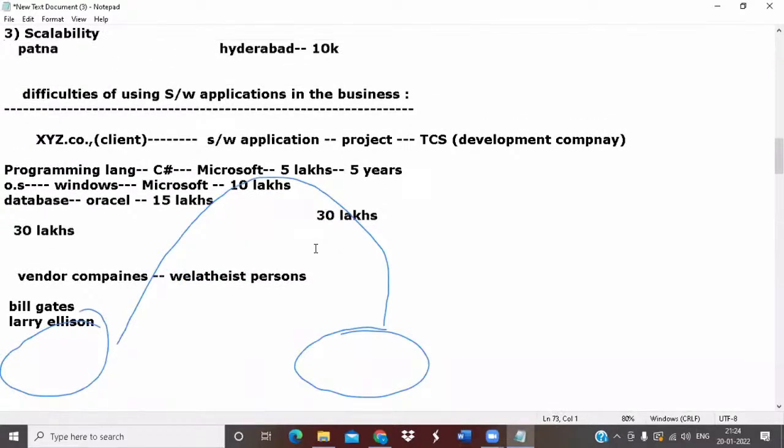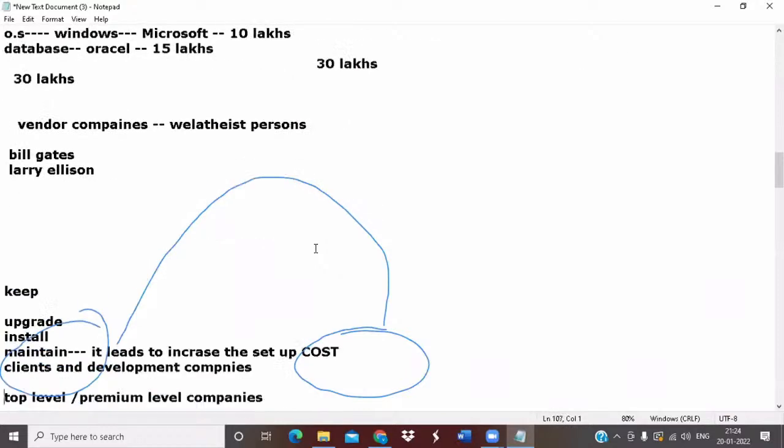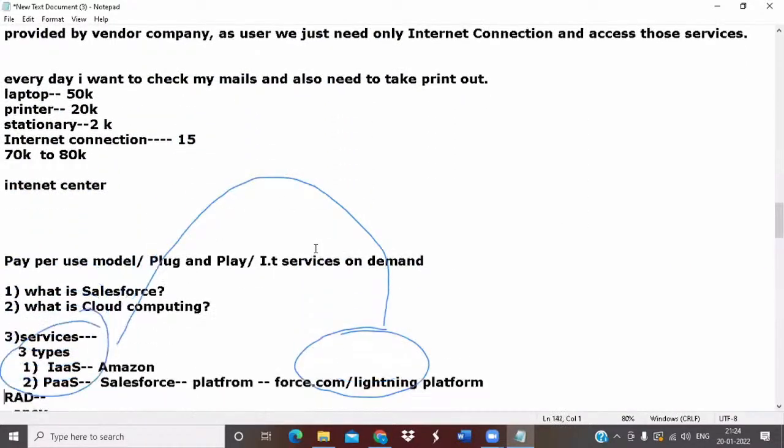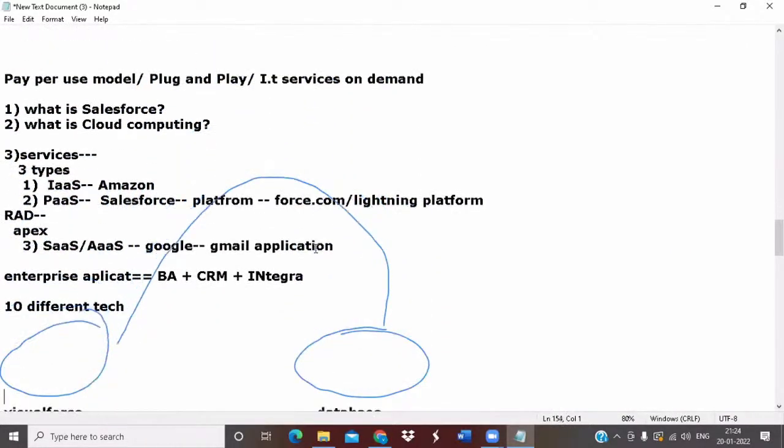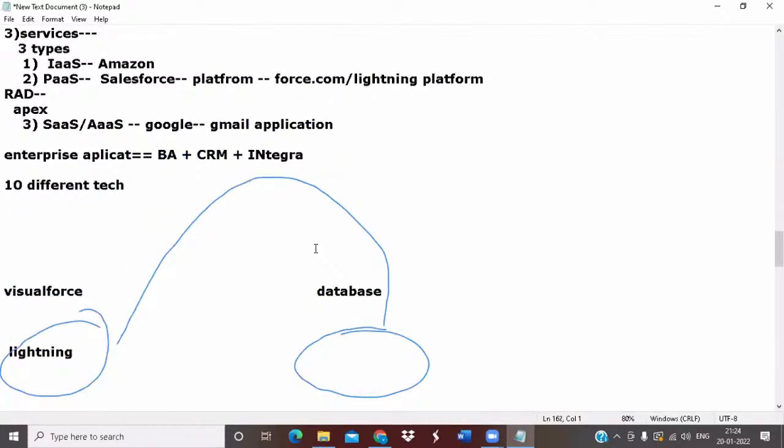Sir, will you teach LWC or just Aura components? Aura components I will cover. LWC is a separate batch. Do we have to pay extra for LWC? Yes, it is a separate batch. LWC is not covered here.